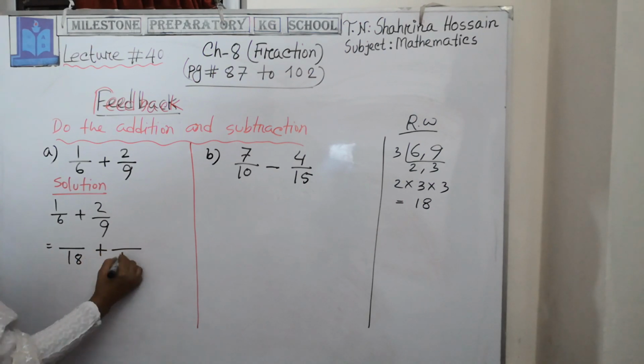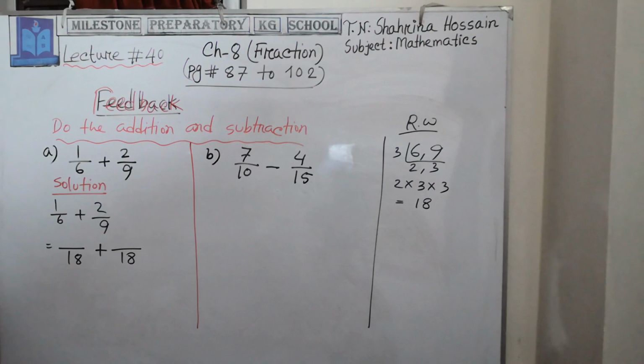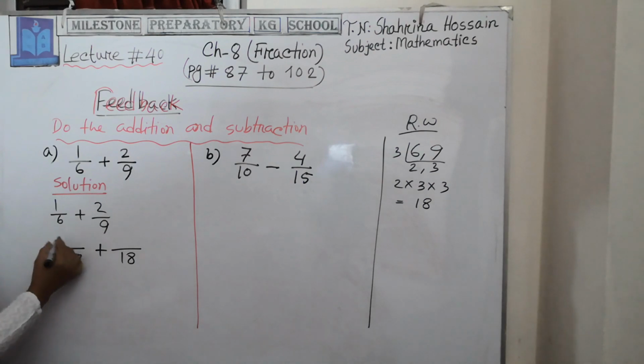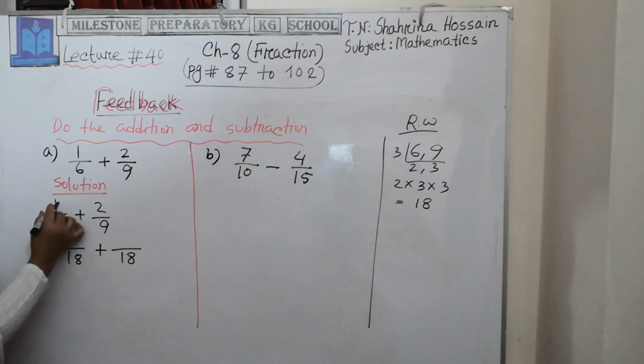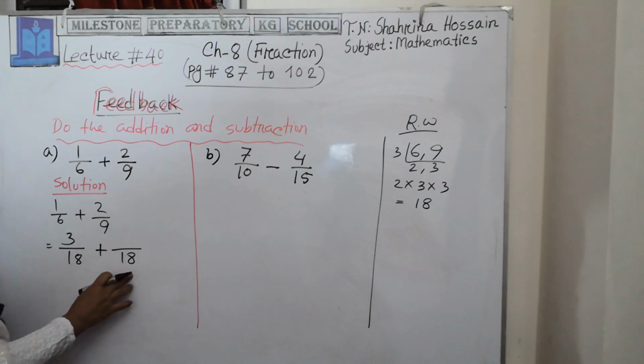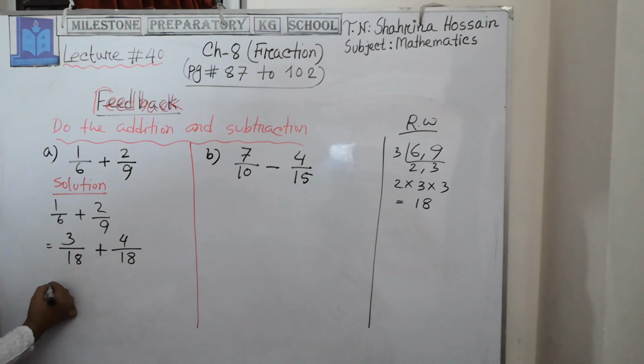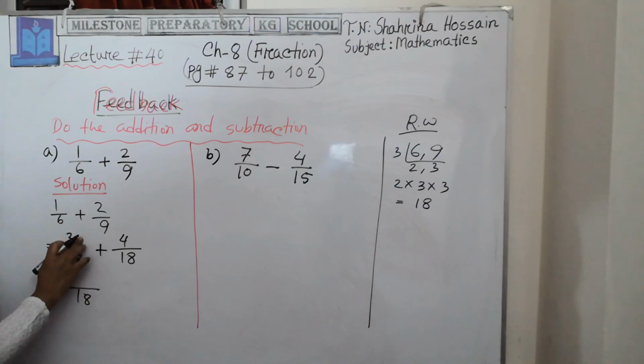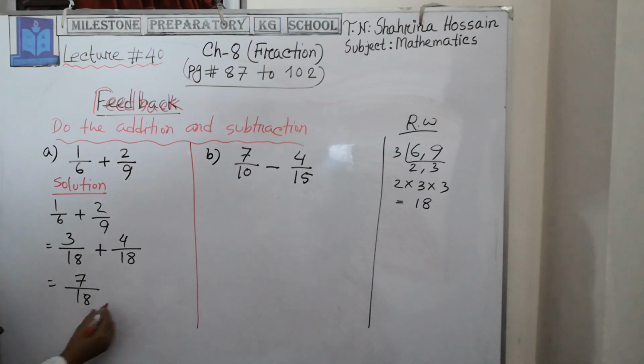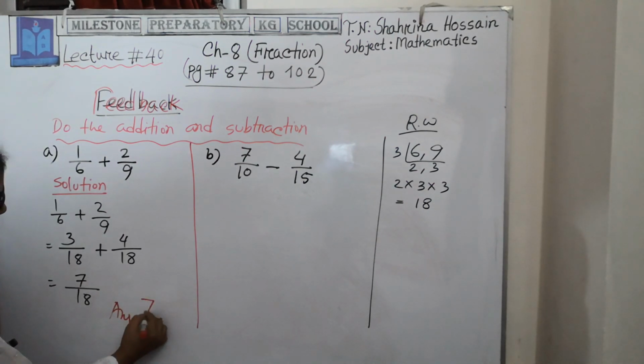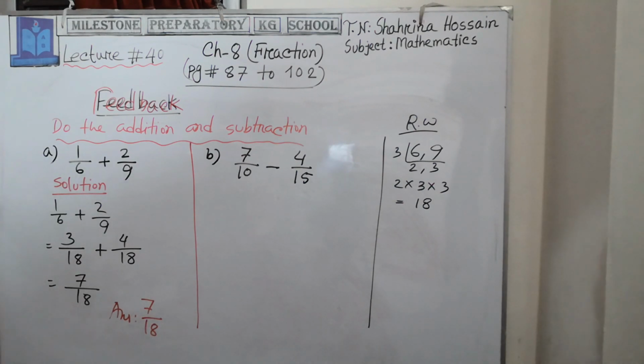18. At first we divide 18 by 6, and we get 3. Then 3 ones are 3. Now we divide 18 by 9, so we get 2. 9 twos are 18, so 2 twos are 4. So our denominator is 18. Then 3 plus 4 is 7. Okay, done. I hope your answer and my answer are the same.